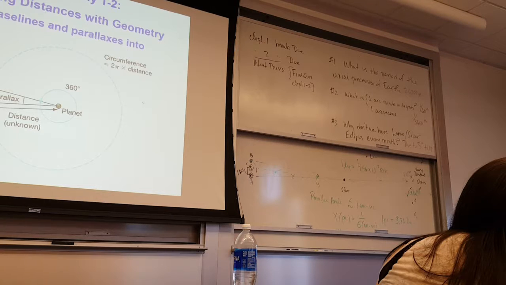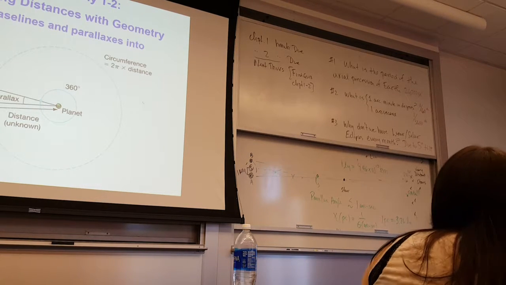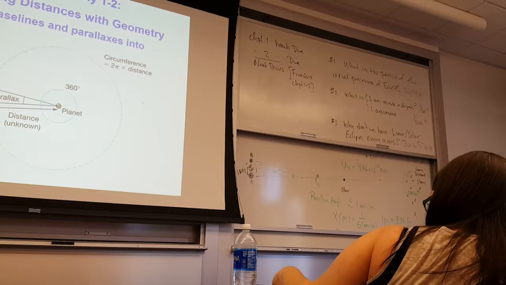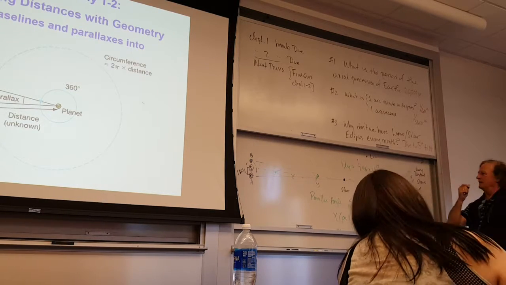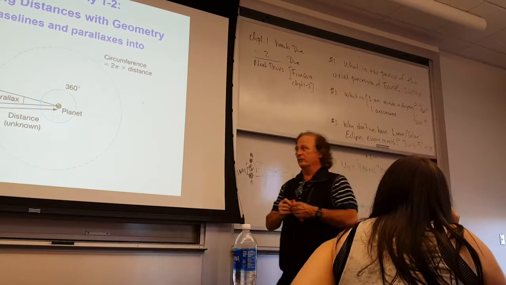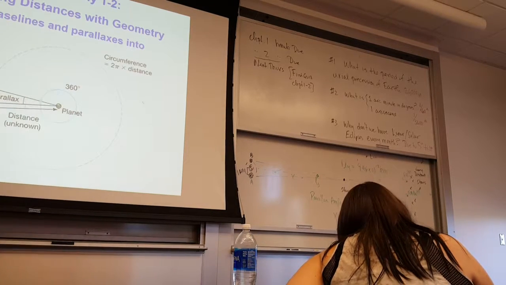So if you double the distance, you halve the angle. Or if you make the angle 1/4, you quadruple the distance for parallax. Now the flip side of parallax is angular diameter.